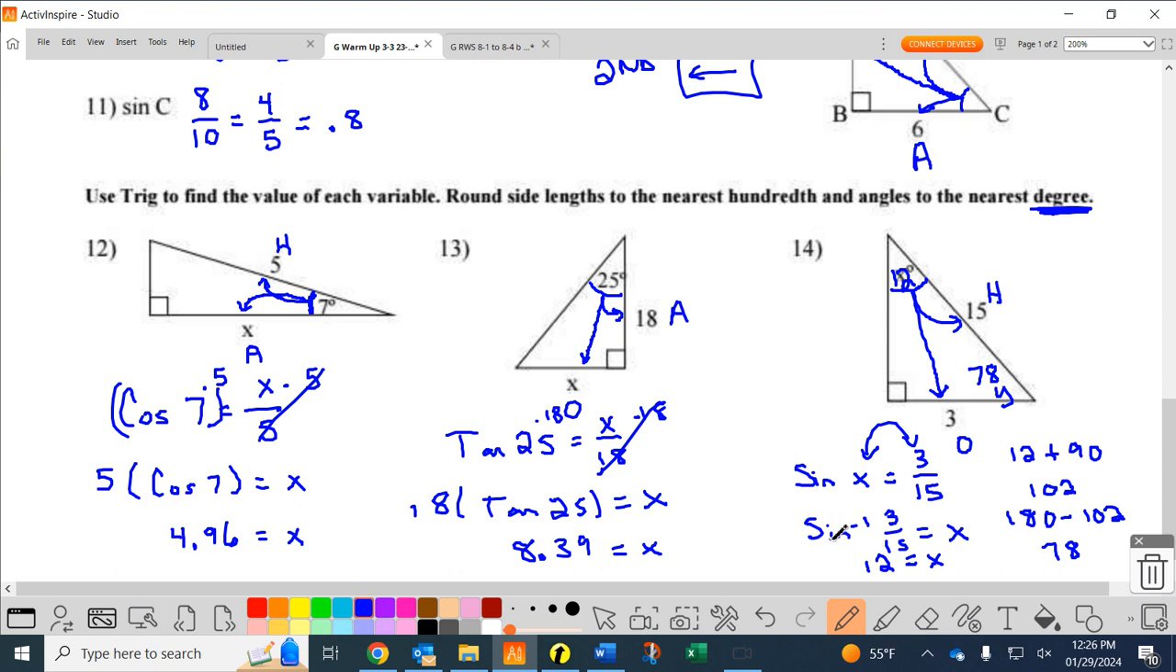Okay, so this is what we're going to do. Take and open up your folders to your warm-up section. Please put this in your warm-up section and write down today's date on warm-up 3-3. Okay, on the third warm-up, put today's date down. Once you do that, take out the homework that I gave you yesterday.